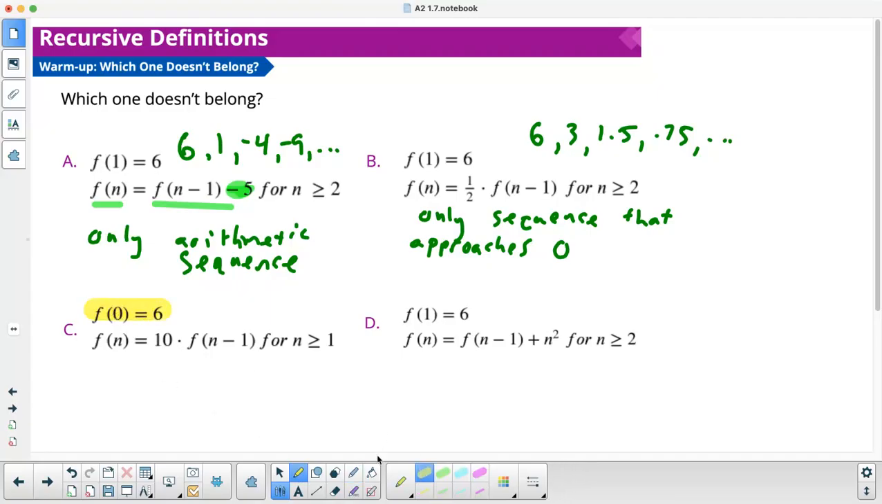Okay, when I go to the third one, this is the only one that starts with the 0 term. All the other ones, if you look here, they start with the first term. F of 1 equals 6 for all the other ones. This time it's f of 0 equals 6. So a little weird there. So I'm going to say only sequence that starts with term 0.